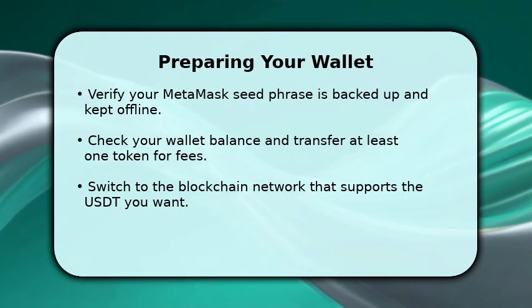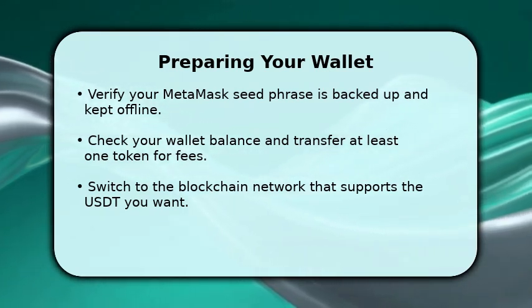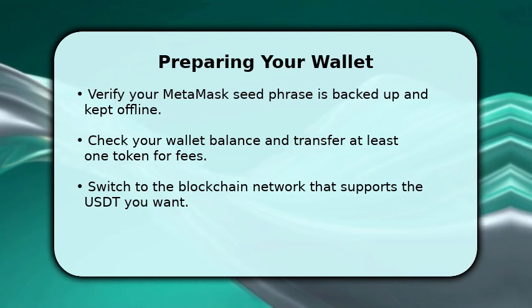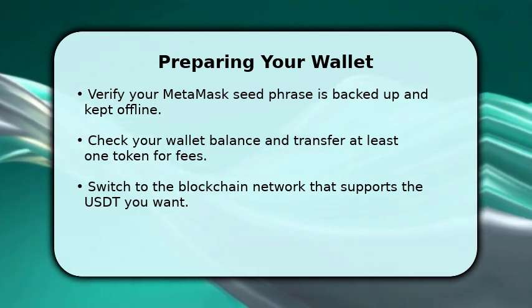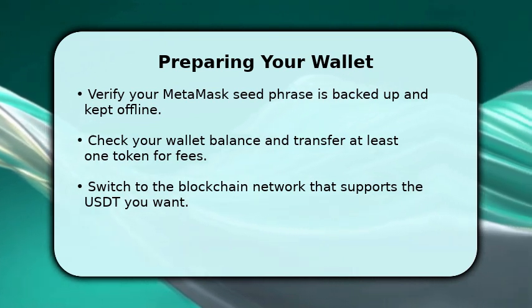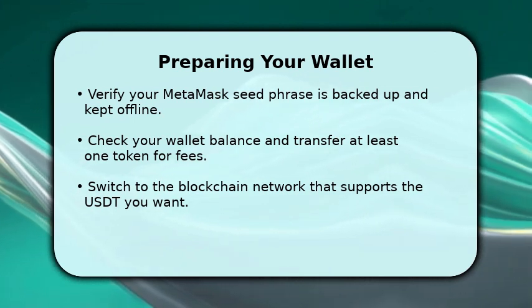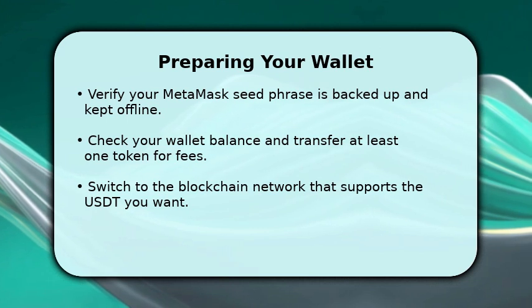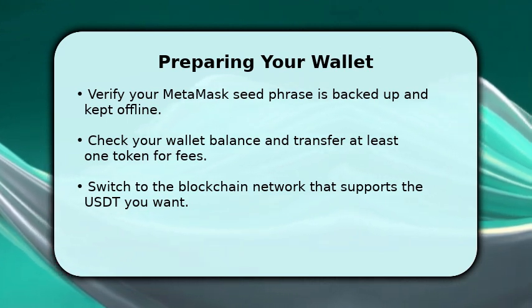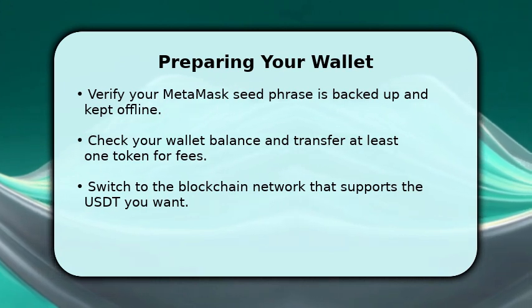Start by backing up your seed phrase and confirming your wallet setup in a secure place. Next, check your balance and transfer enough ETH or native token to cover swap and gas costs. Then switch MetaMask to the appropriate network that supports the USDT variant you need. Finally, take a moment to confirm token contract addresses and review settings to avoid costly mistakes before initiating any swap.